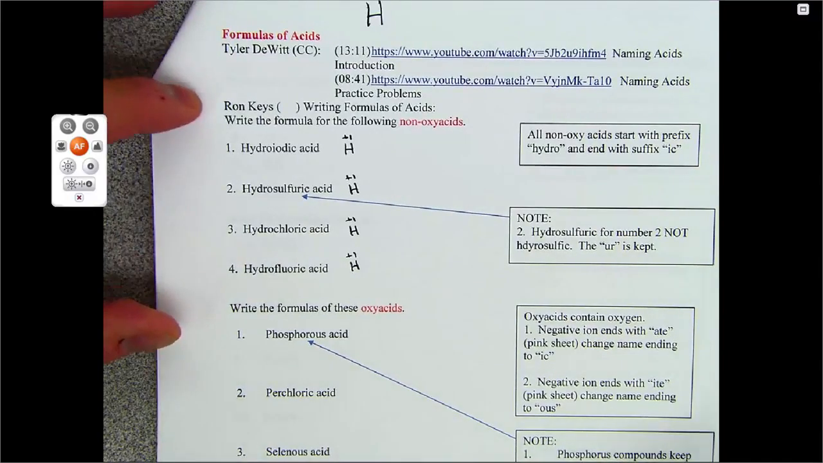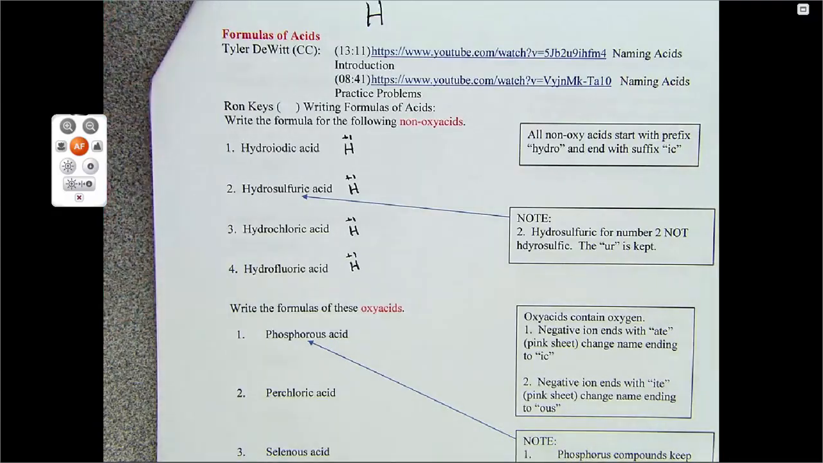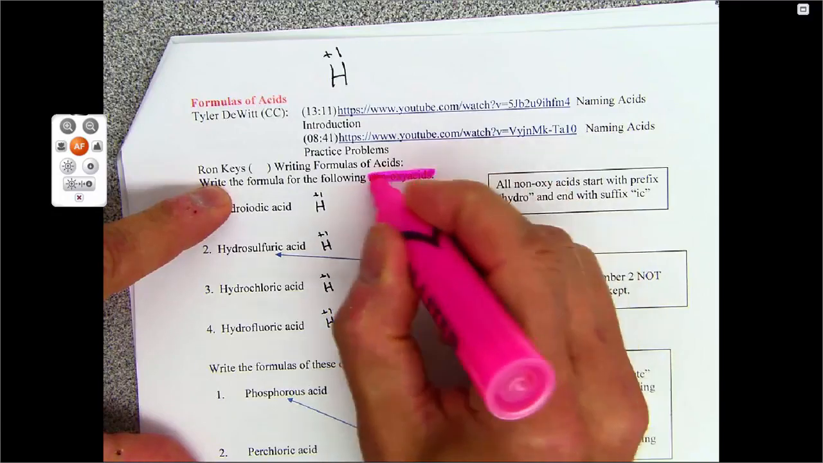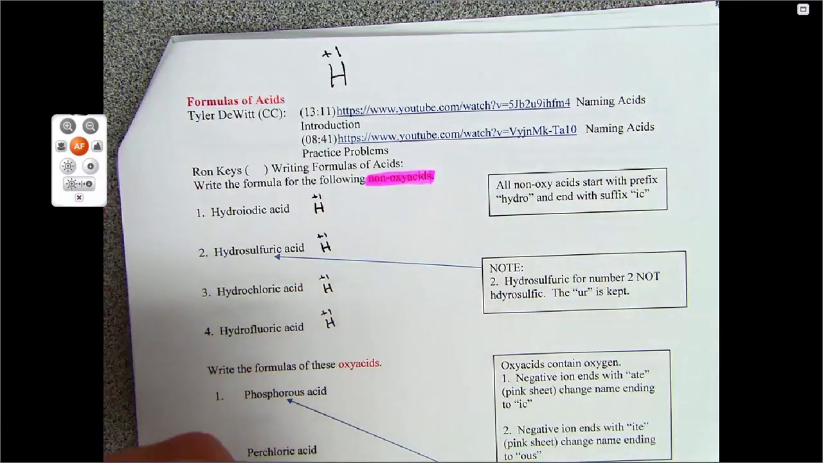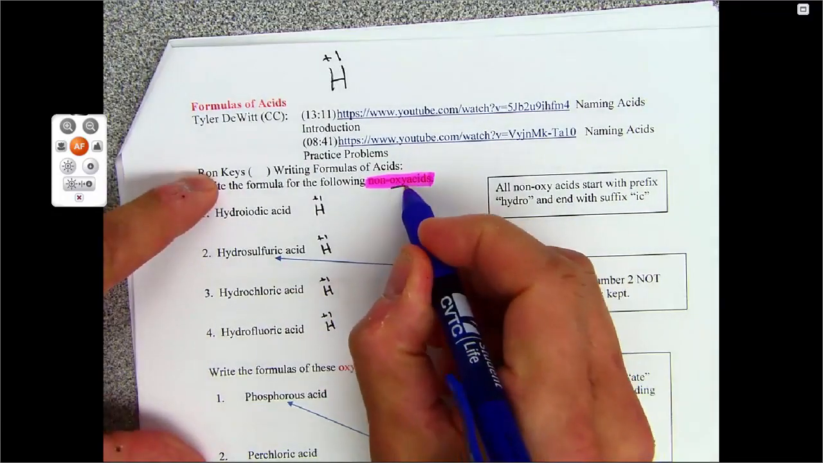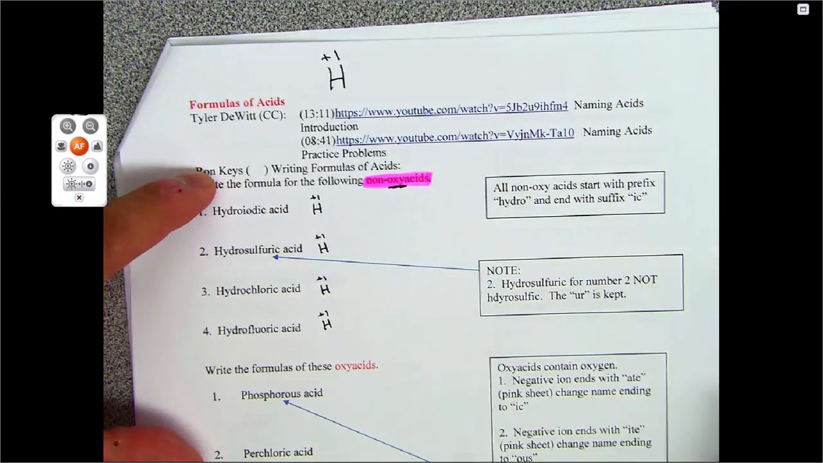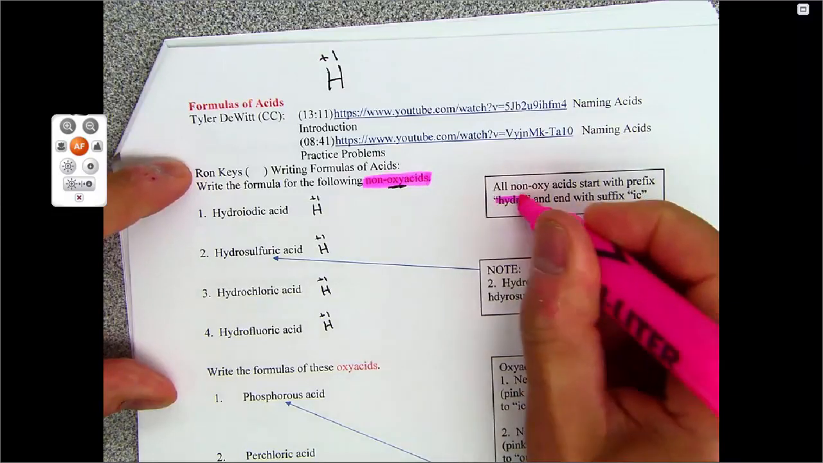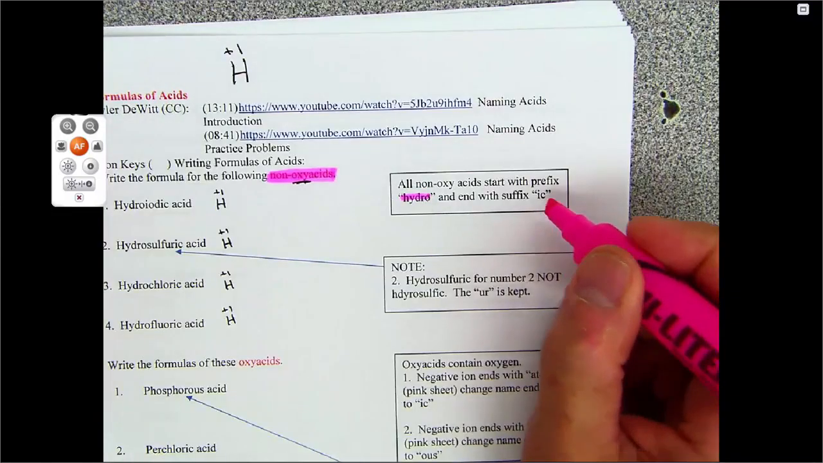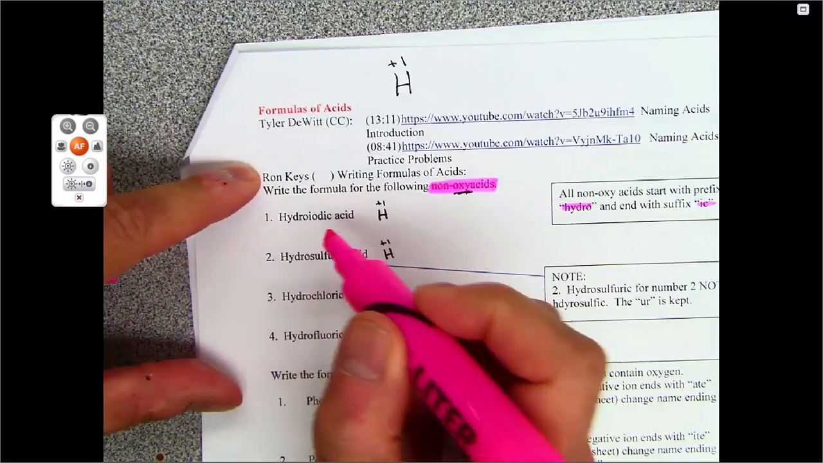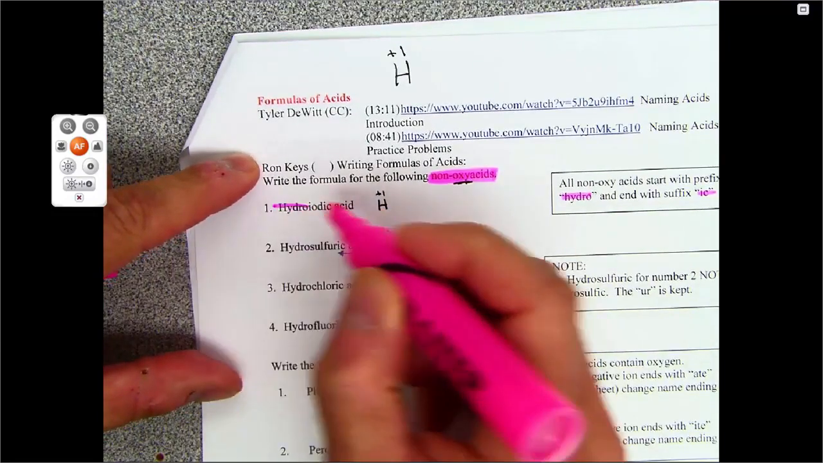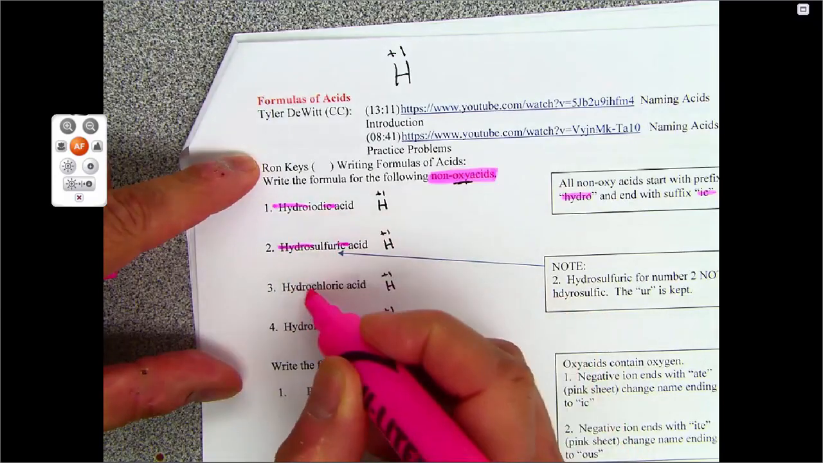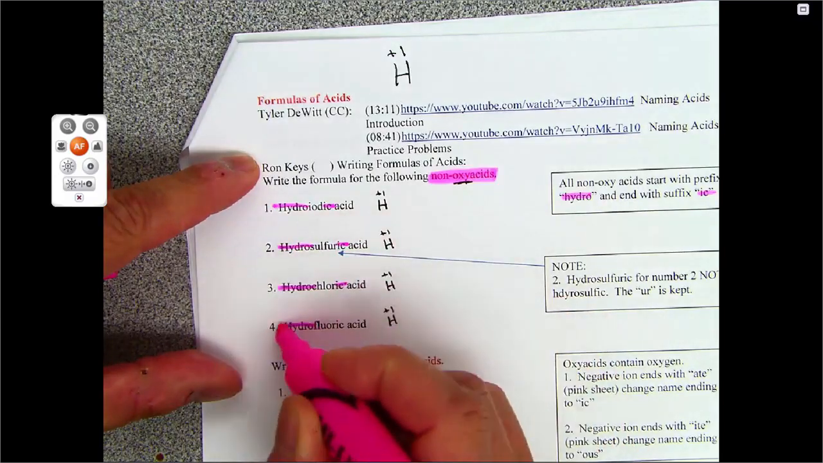Now, here's what we need to know. A non-oxyacid is pretty much that. Non-oxy is no oxygen. All non-oxy acids are going to start with hydro and end in ic. So all of these here start with hydro and end in ic.